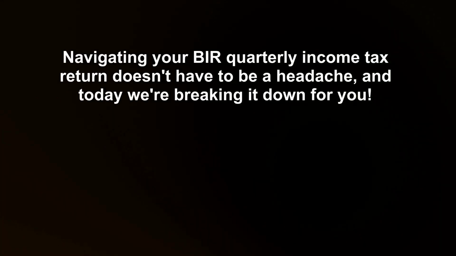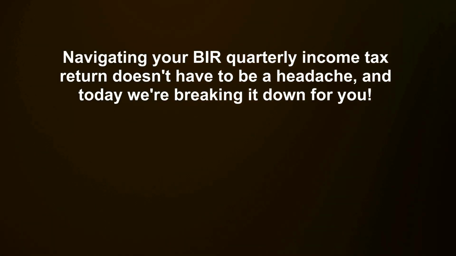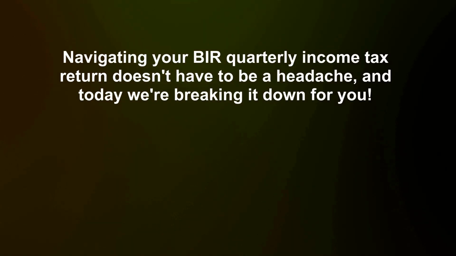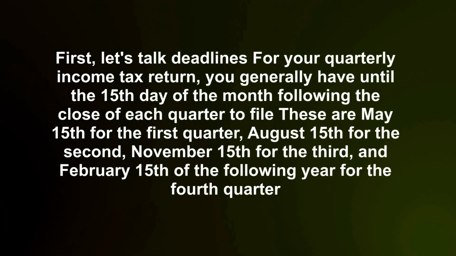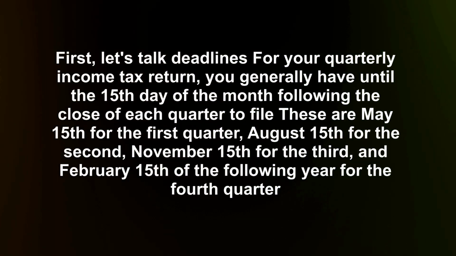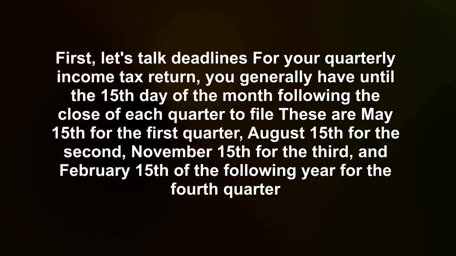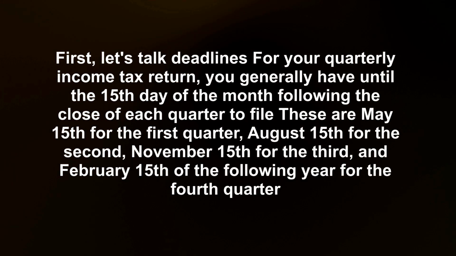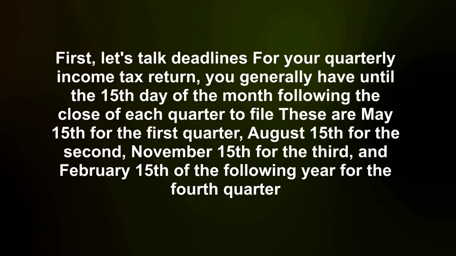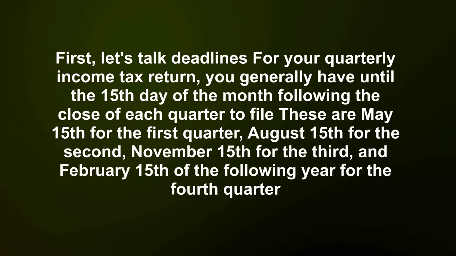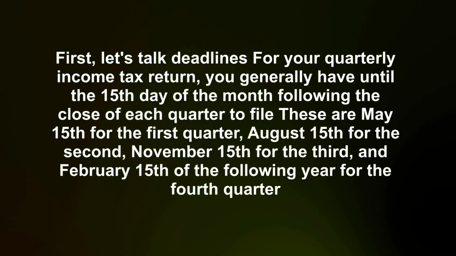Navigating your eBIRForms quarterly income tax return doesn't have to be a headache, and today we're breaking it down for you. First, let's talk deadlines for your quarterly income tax return. You generally have until the 15th day of the month following the close of each quarter to file. These are May 15th for the first quarter, August 15th for the second, November 15th for the third, and February 15th of the following year for the fourth quarter.